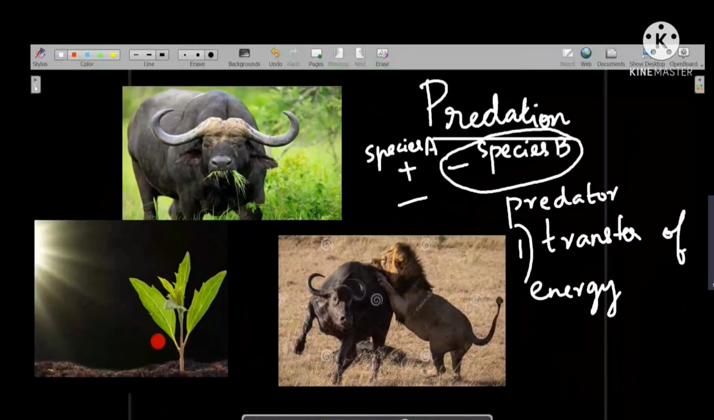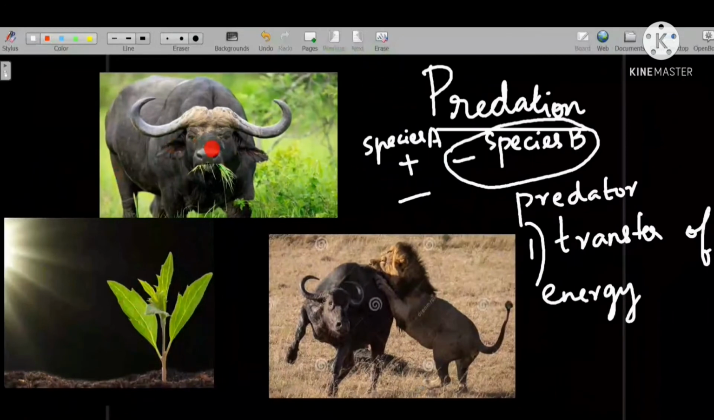Now, for example, here, the sun's energy comes to the plants. So there should be a predator who can feed upon these plants so that energy gets transferred to the next trophic level. And then from there, the energy will be transferred to the higher trophic level when a predator feeds on its prey. So predation helps in transfer of energy from one trophic level to the other.